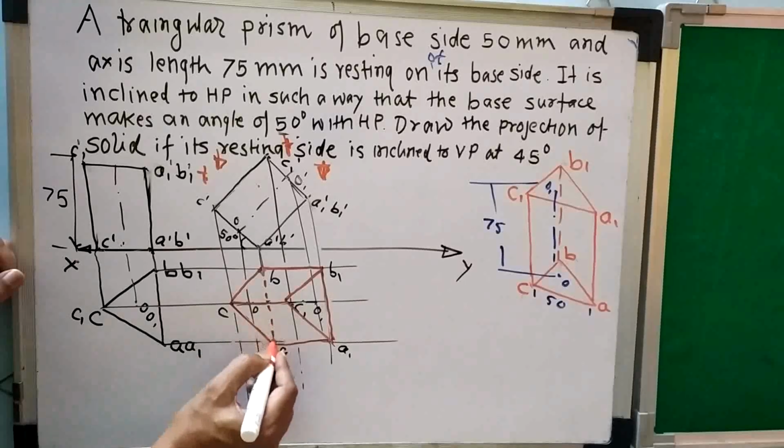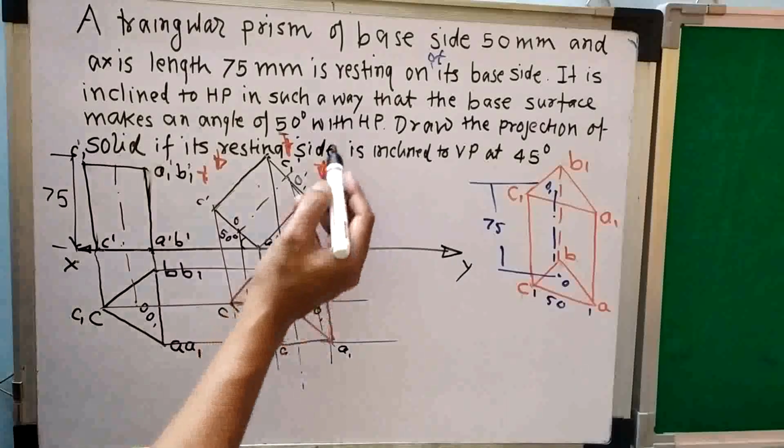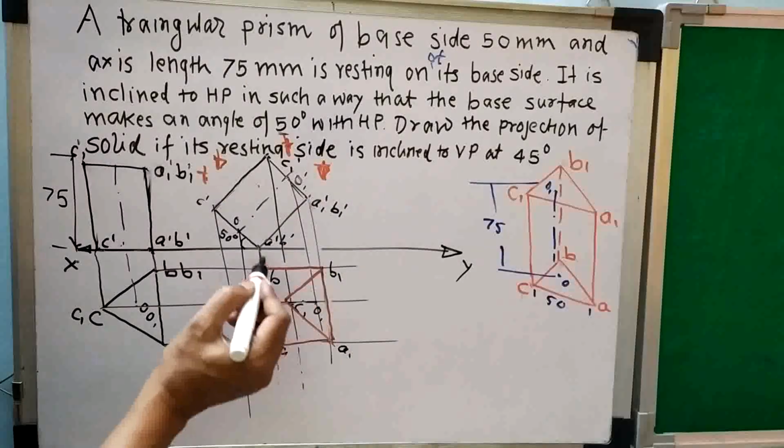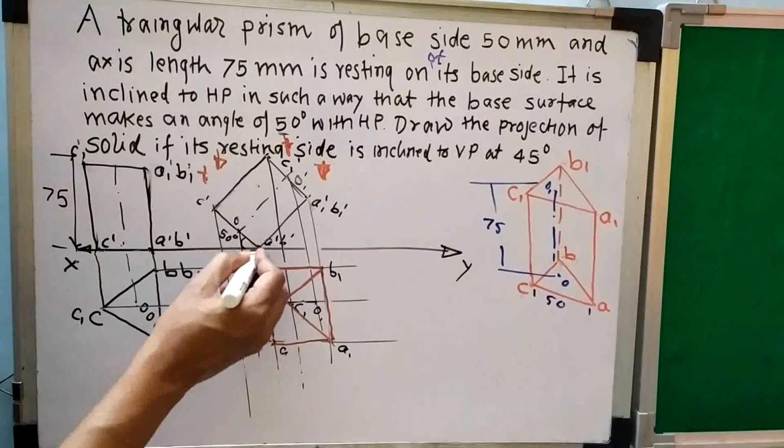So this will be dotted line. So in this way I have created this object. Now after that, the next condition is what? Next condition is that the edge on which it is resting on the HP. So it is resting on this edge AB. This is the edge AB. It is resting on HP. That's why it is on XY.